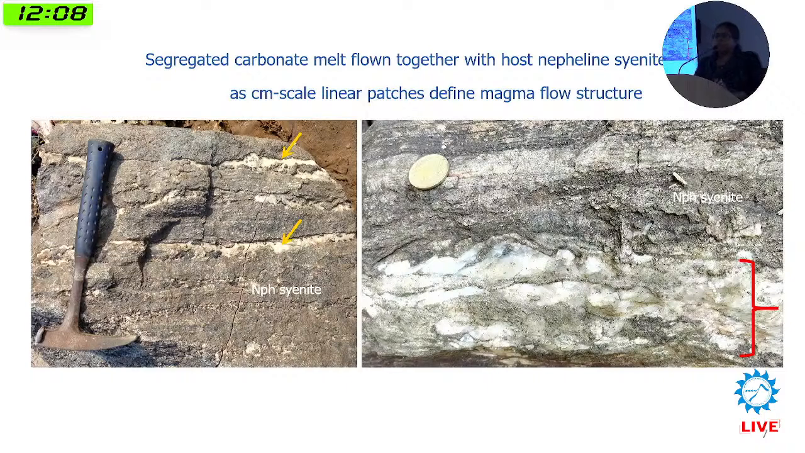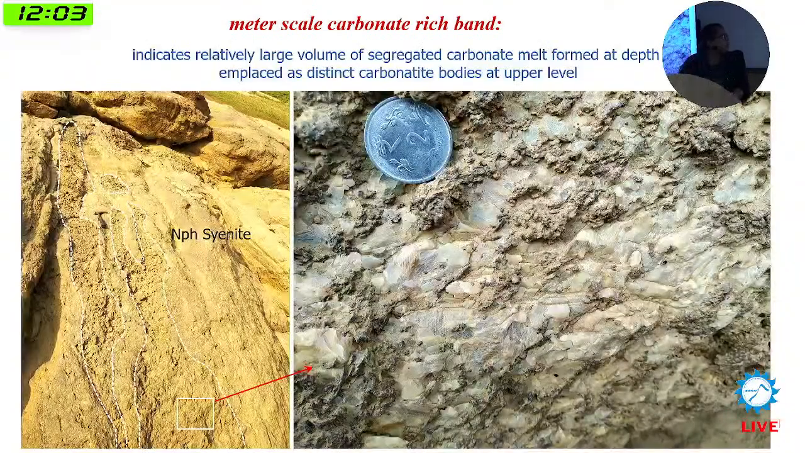These are the small-scale, centimeter-scale evidences. Meter-scale carbonate-rich bands are intruded within the carbonate-poor nepheline syenite, and a closer view shows that fragments of nepheline syenite are embedded within the calciocarbonatite. This gives an indication that the carbonate melt is segregated in the deeper part and injected within some semi-solidified nepheline syenite, and it is mingling with the nepheline syenite.